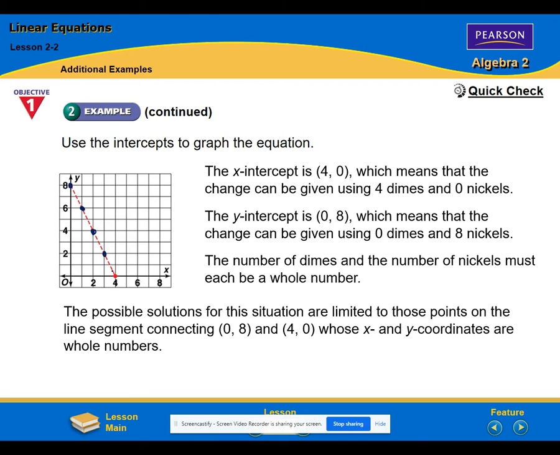Okay. Now you know you're not going to have negative nickels or negative dimes. That's why we're in the first quadrant only. They didn't continue this way. They didn't continue into the fourth quadrant. Really, again, let me say it again. To correctly represent the dimes and nickels situation that was in this problem would be just these 5 points. Leave the dashed line out.